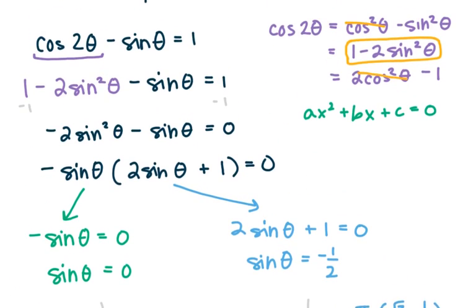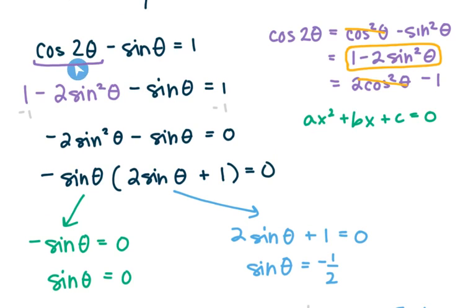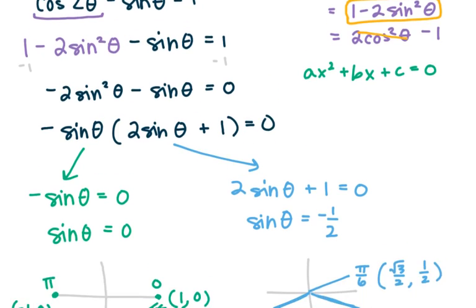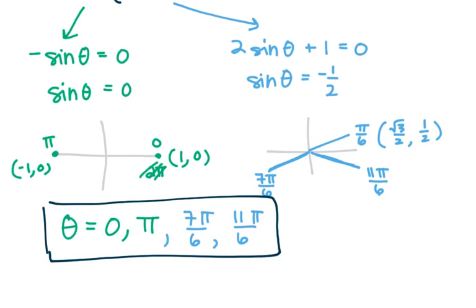Now, when we think about the domain of cosine 2 theta and sine 2 theta, it's all real numbers, so there's no restriction. But when we get into secant, tangent, cotangent, and cosecant, those have vertical asymptotes. They have undefined input values. All right, so that's how we solve this problem, and we get 4 solutions as our answer. That's it for this video.